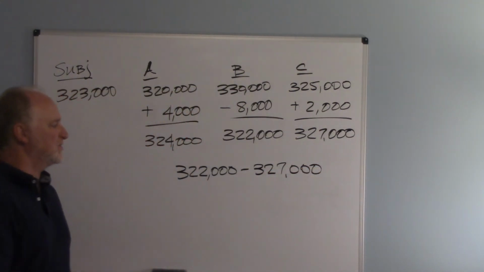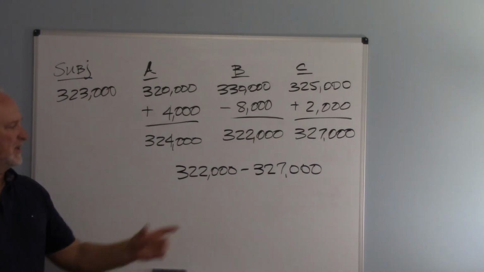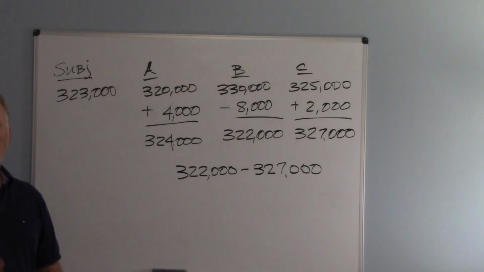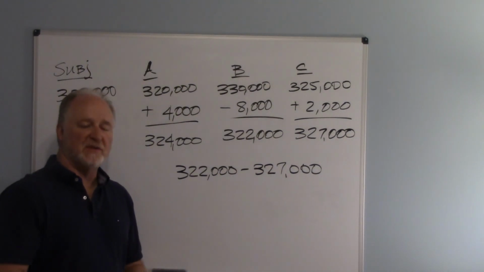It looks like answer D, and then just as kind of an FYI, the subject property of 323 did fall within this value range, which you would suspect in a comparable neighborhood. So the answer there is D.